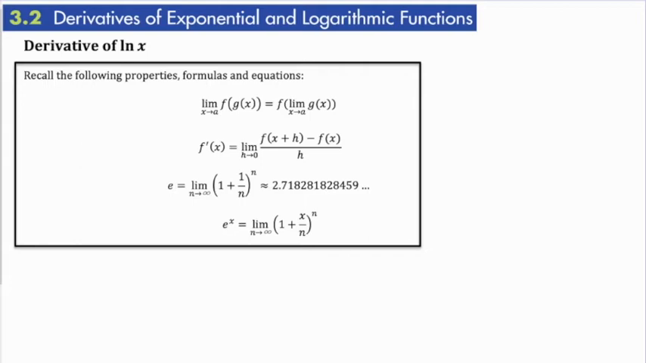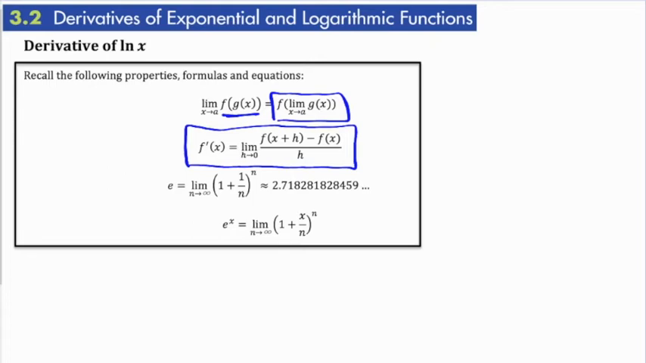Next, we want to look at the derivative of natural log of x. So we want to recall some of the properties first. We have here our limit of a composition of functions. So the limit of f of g of x is the same as f evaluated at the limit of g of x. And then we will be using our limit definition formula again because we've never seen the derivative of natural log of x before. So since it's the first time, we use the derivative definition with the limits. We are going to recall our limit definition of e.